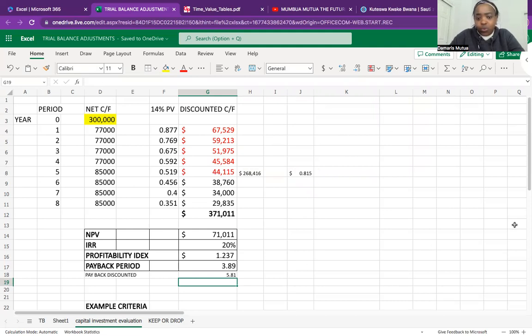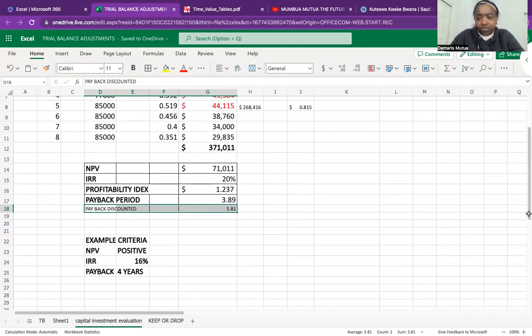So that is how you evaluate the project using the different methods. And as I said, each organization has its own criteria for evaluation. For example, you can say you need a positive NPV, you need an IRR of, let's say, 16.20%, a payback period of 4 years. So depending on the threshold, the organization evaluates the project. If it meets their threshold, the project is good, they proceed with it.